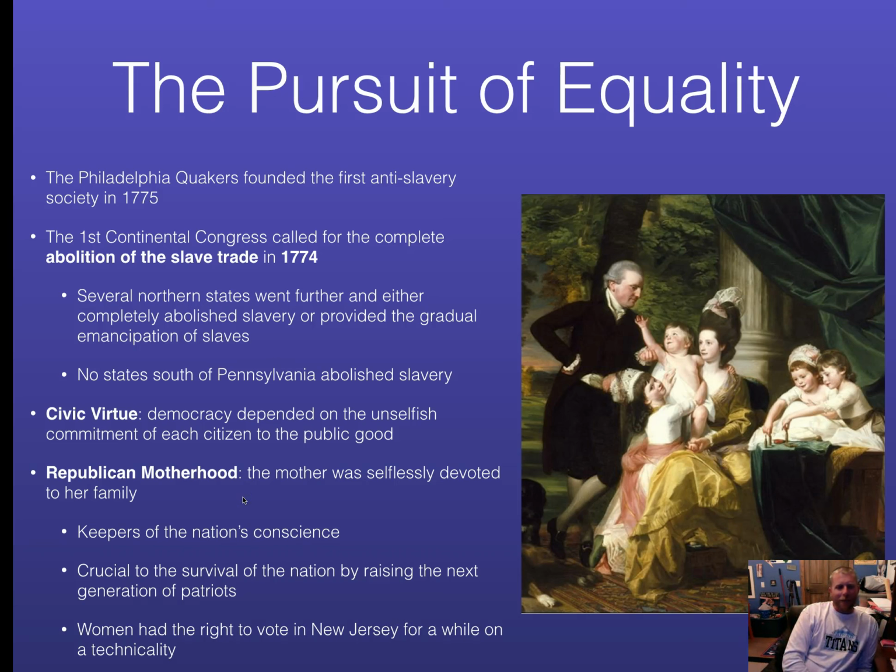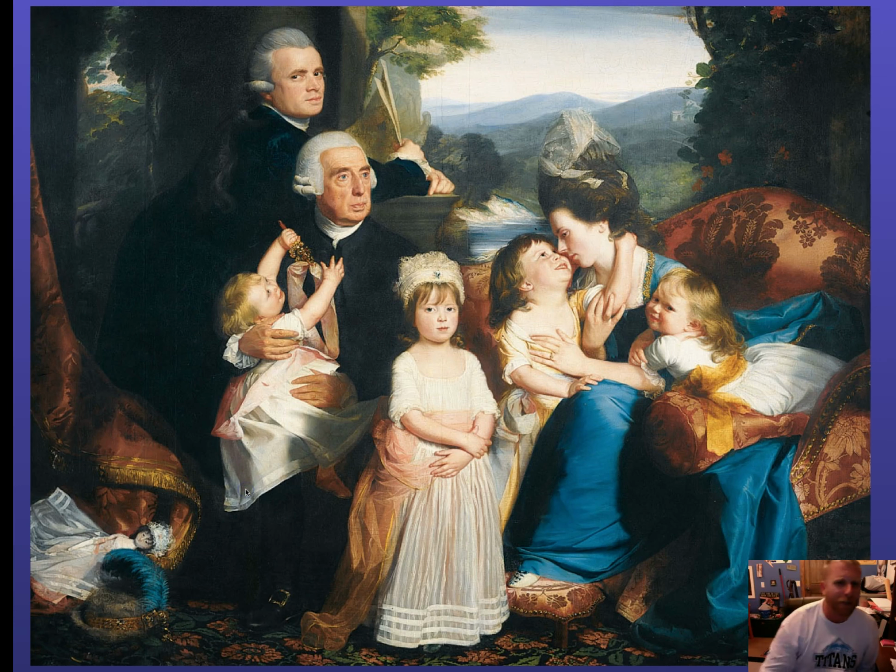Like I said, women had the right to vote in New Jersey for a while on a technicality, and that went away after about 10 years. And you have a lot of portraits to reaffirm the Republican motherhood and this ideal. You even have the Daughters of Liberty. You also have the Daughters of the American Revolution. Some societies like this reaffirm this Republican motherhood.